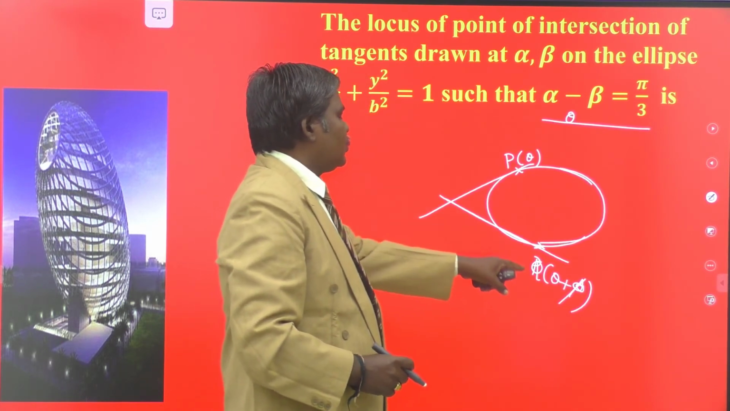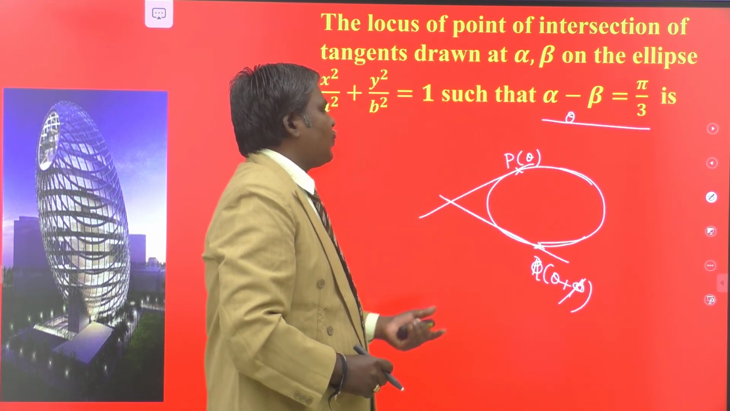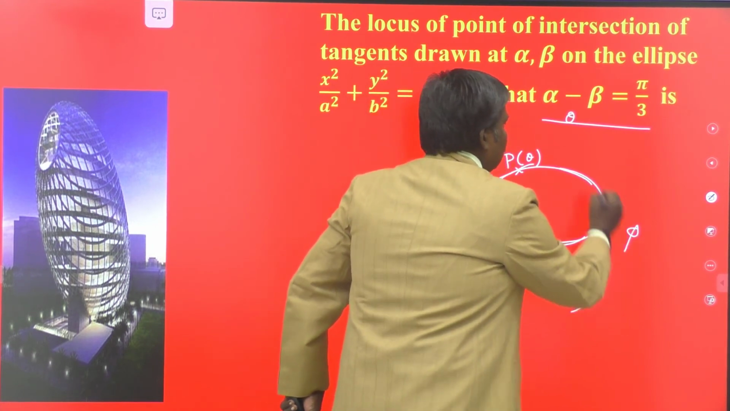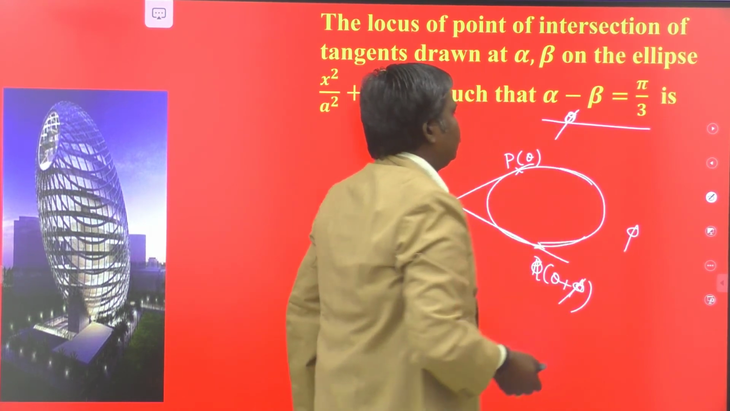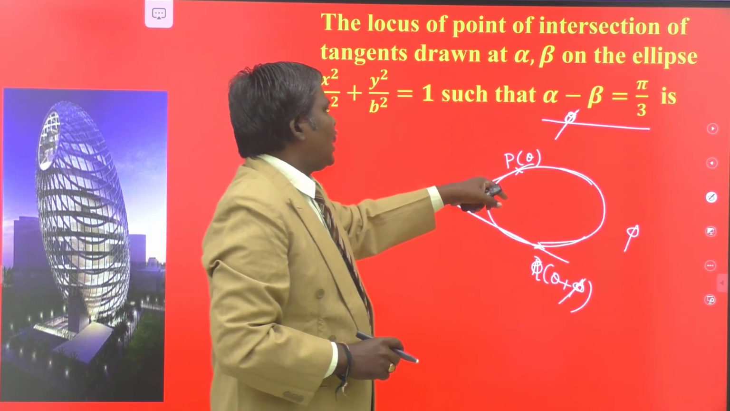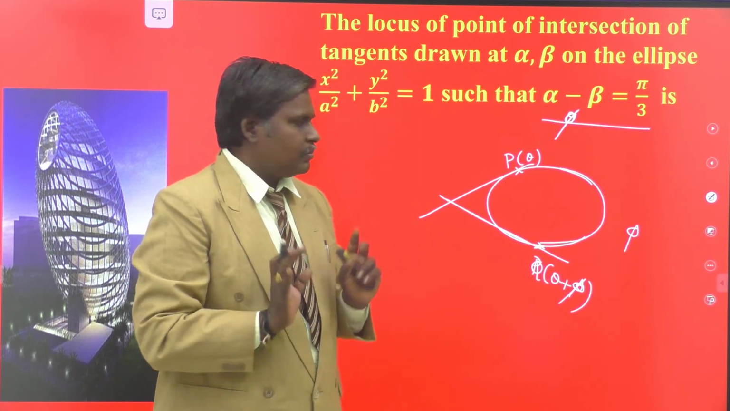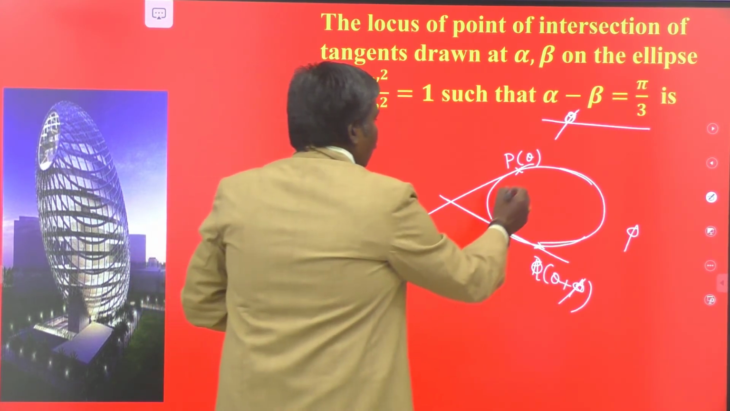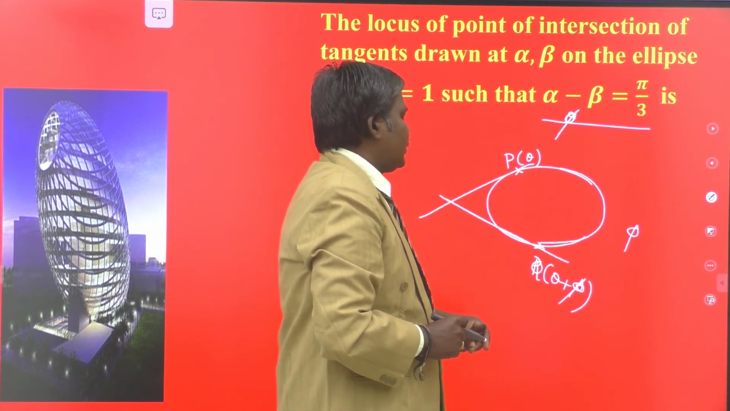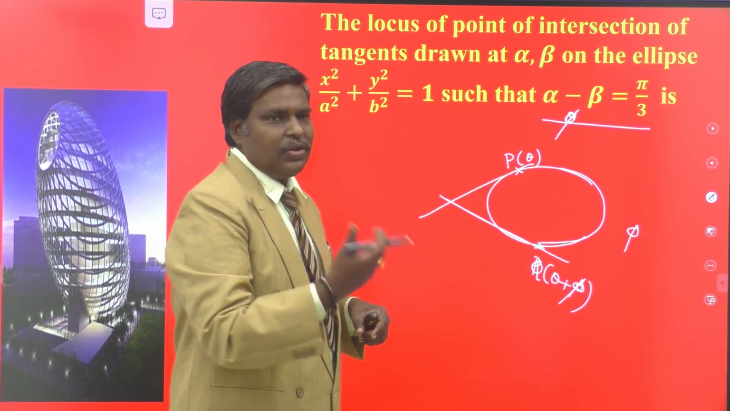Am I correct or not? So theta plus phi is the eccentric angle of this point, and P of theta is the other point. Their eccentric angles difference is what? Phi. Your phi is alpha minus beta, that is pi by 3. Okay, I am taking alpha as theta and beta as theta plus phi. Their difference is phi. Keep this one. Now, can you write the equation of tangent at P of theta? You can write the tangent at Q of theta plus phi, find their point of intersection, and eliminate that one.